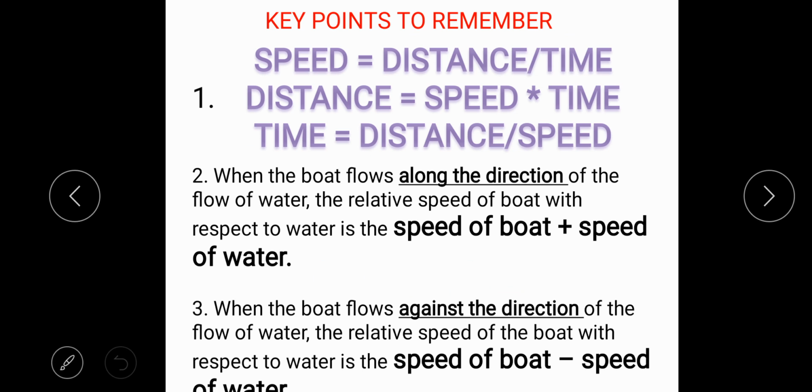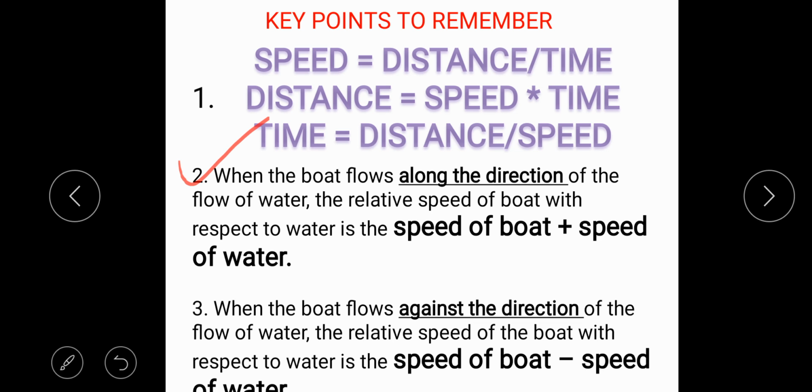Very first, speed is equal to distance over time. This is the relationship between speed, distance and time. So you should know that speed is equal to distance upon time, distance is equal to speed into time, and time is equal to distance upon speed. These three relationships you must know for these questions.